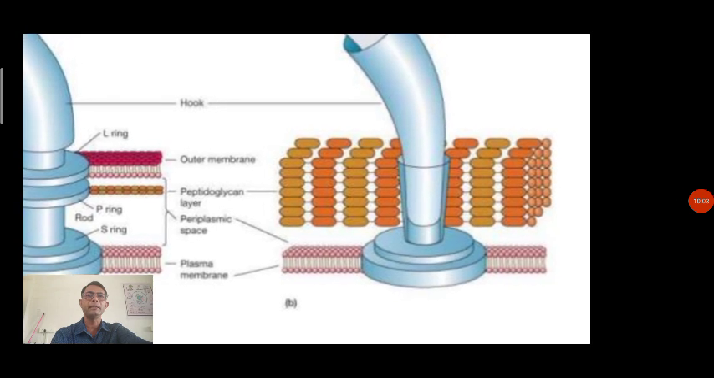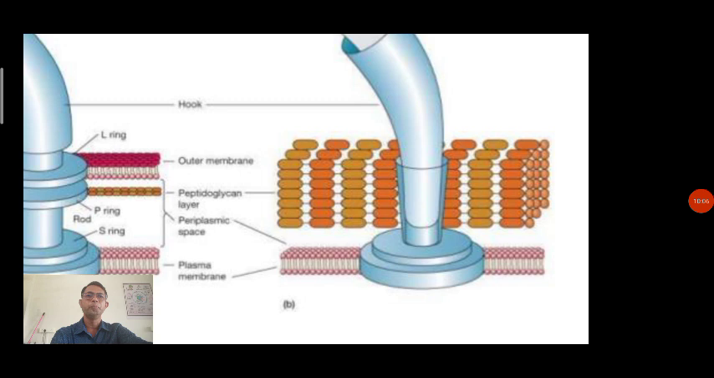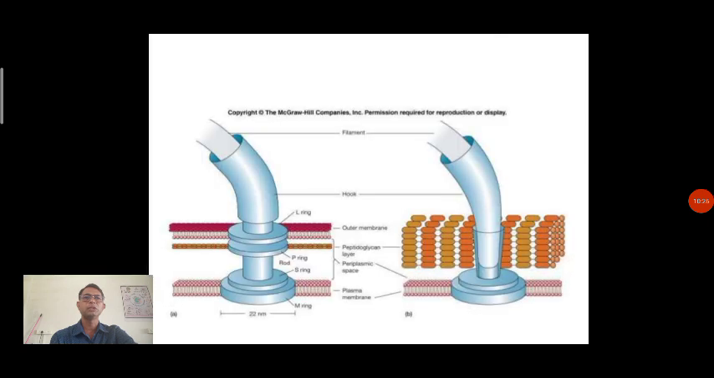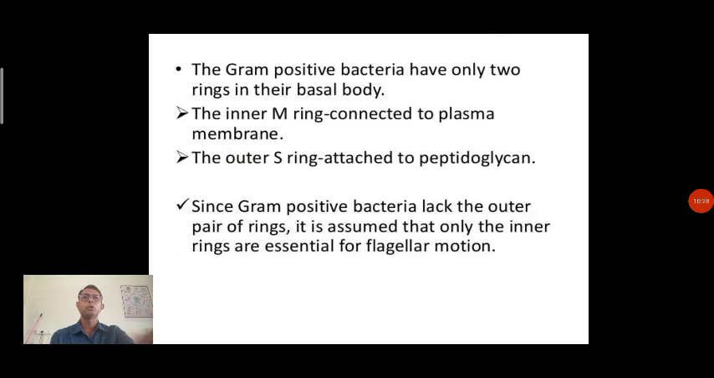In a gram-positive bacteria, the hook is present. Then in the peptidoglycan region you can see there is a hook-like structure. It doesn't have four rings, so two rings are present, and those two rings are present in the plasma membrane. So this is the simple structure. Now what is possessed by gram-positive bacteria? They have only two rings in their basal body, the inner M ring connected to the plasma membrane and the outer S ring attached to the peptidoglycan layer.